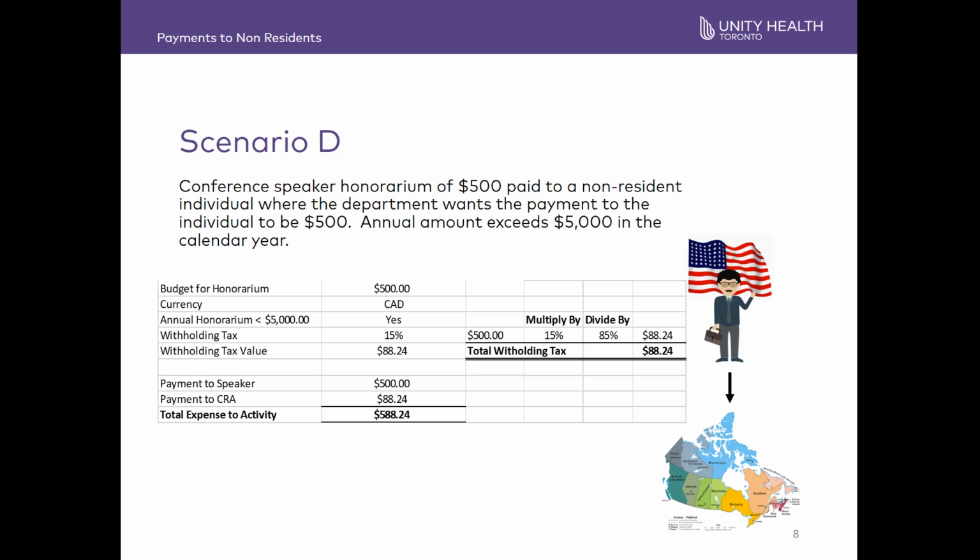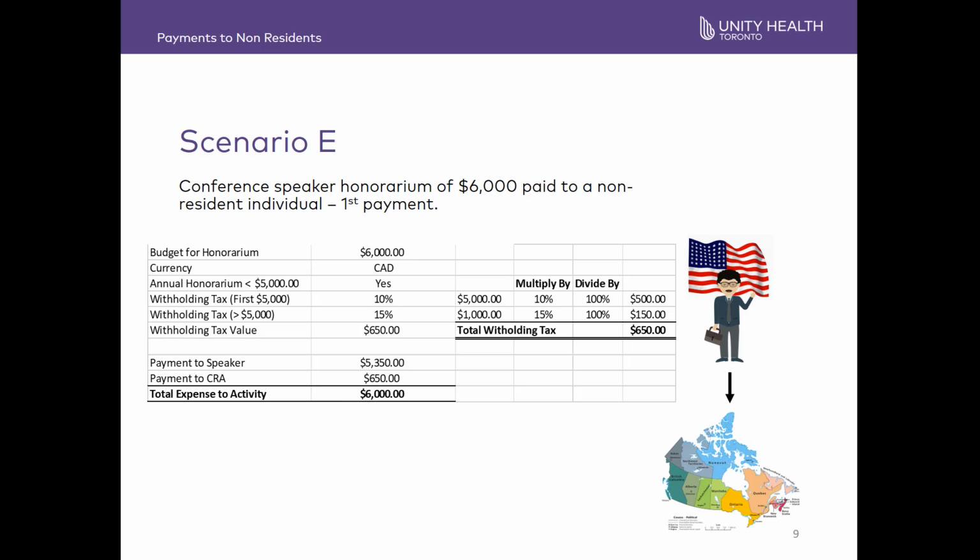Scenario D. Conference speaker honorarium of $500 paid to a non-resident individual, where the department wants the payment to the individual to be $500. Annual amount exceeds $5,000 in the calendar year. In this example, we would take the $500 and multiply it by 15% and divide by 85% to get the withholding tax. At the end of the day, the payment to speaker will be $500. The payment to the CRA will be $88.24. Total expense to the activity, $588.24.